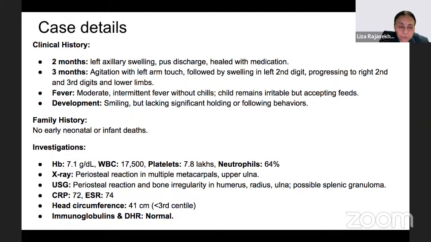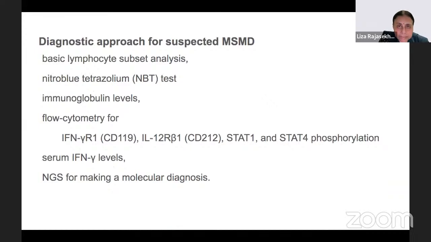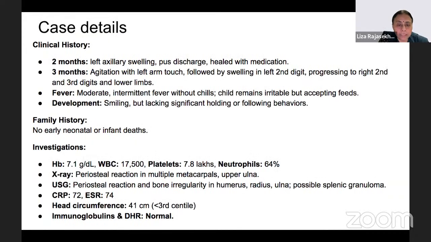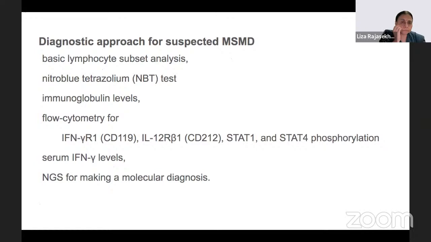He had elevated acute phase reactants and a low head circumference, but the screening tests, the immunoglobulins, and the dihydrorhodamine test were normal. So we had osteomyelitis here. We definitely were thinking of IEI, and we had normal immunoglobulins and DHR. So can I have the next slide, please?